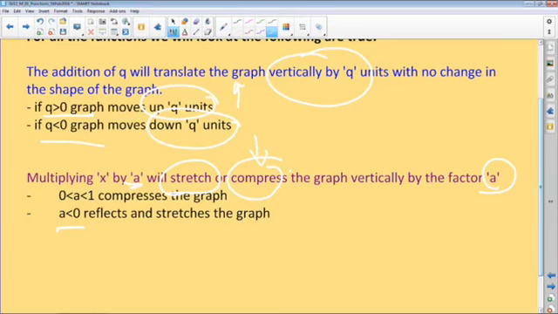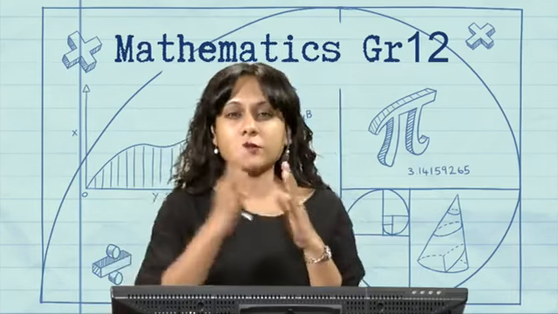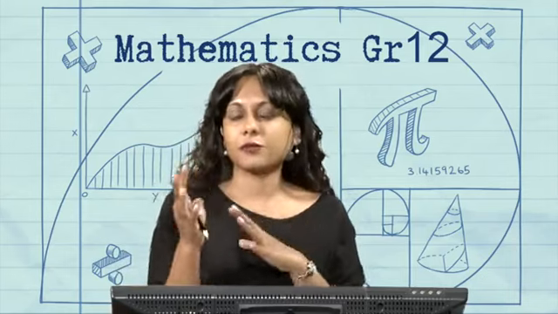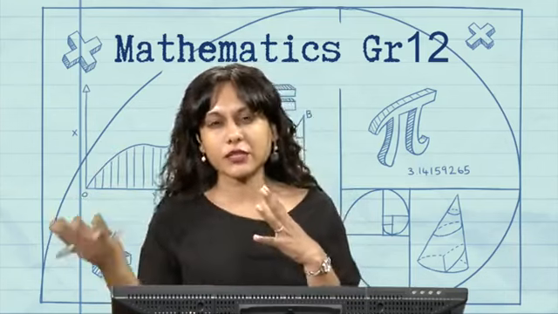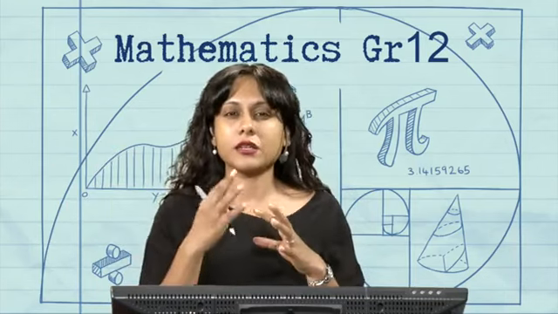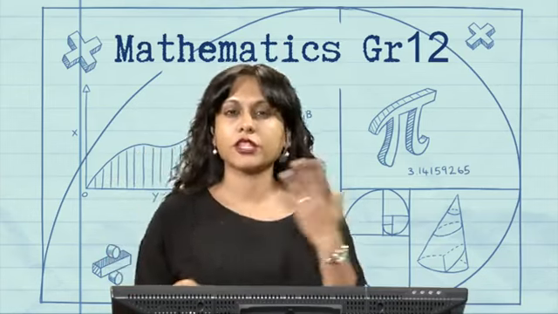Okay, and one more thing I want to add in here is remember that the value of p describes your horizontal shift. And if p is less than 0, so if p is negative, your graph is going to shift to the right. So it does the opposite thing. And if p is greater than 0, if p is positive, your graph will shift to the left.